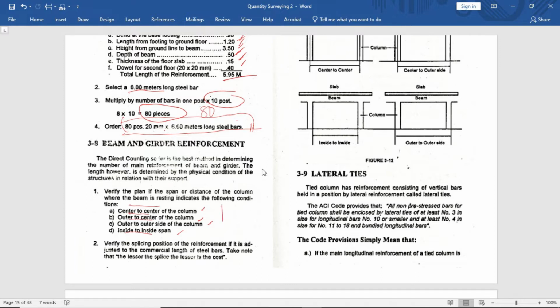For example, ito, column 1, tapos column 2. So, ang sukat niyan, kung ang sukat sa plano is from center to center, ito yon. Pag sinatawag naman na outer to center, ito yon. Pag sinabi naman natin outer to outer side, ito yon. Pag sinabi naman natin inside to inside span, ito yan. So, center to center, center ng column to column, tapos outer ng isang column, punta sa center, or vice versa, pareho lang yon.